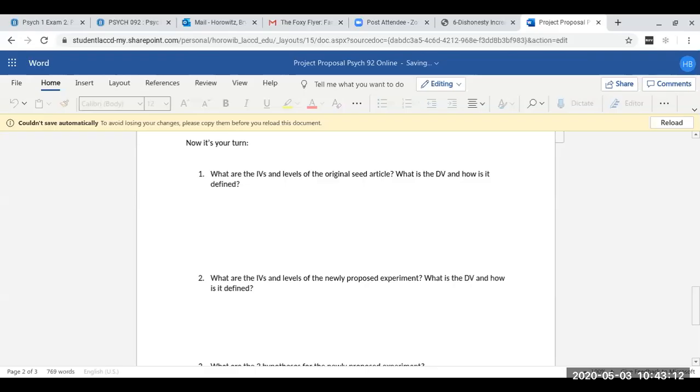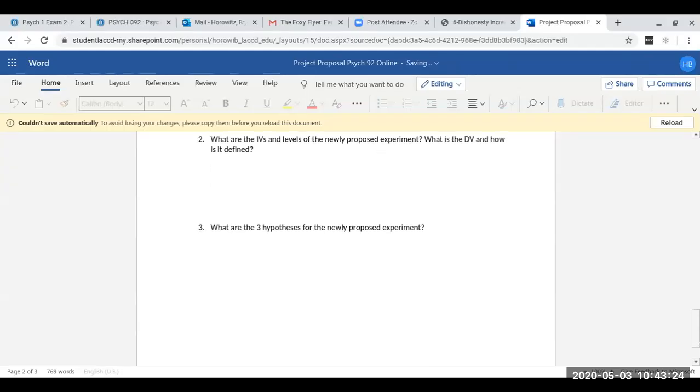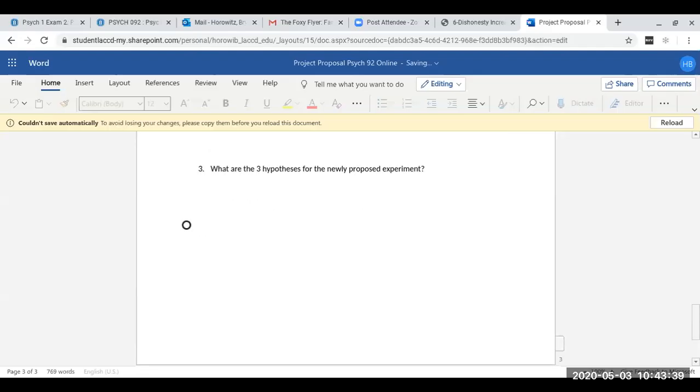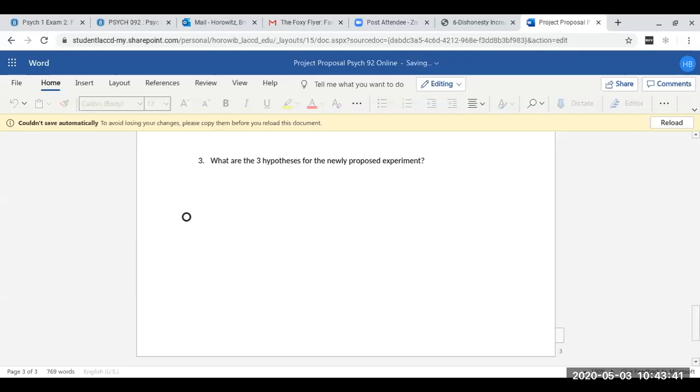Then number 2 says, what are the IVs and levels of the newly proposed experiment, which means change at least 1 IV. And maybe keep the others. What is the DV and how is it defined? Is it the same or did you change it up? And finally, what are the 3 hypotheses for your newly proposed experiment? Again, 2 main effects and whether or not you predict an interaction. I'd rather you did predict an interaction, but if you don't predict an interaction, that's fine too, if you expect there not to be a difference in the differences.